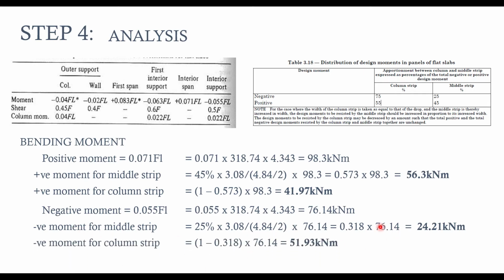So we do the same thing for the column strip. We just do 1 minus this factor, multiplied by this moment, and then we get the total moment for the column strip. So now we've been able to analyze the slab using the coefficient method, and then distribute this moment into column strip and middle strip based on the provision in table 3.18 of BS 8110, which explains the distribution of design moments in panels of flat slab. So if this is understood, the next thing is to go to the provision of reinforcement, that is the design.